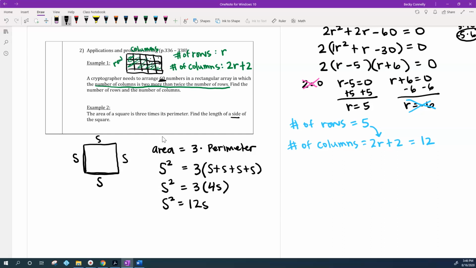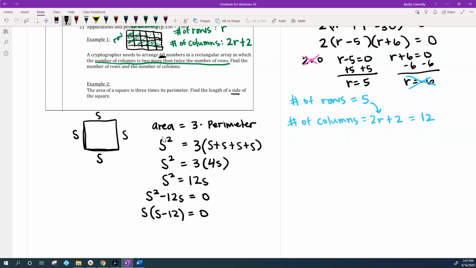All right, so again, remember, I'm trying to solve for S. What is the length of that side? I have a quadratic, so I need to move everything over to one side and put the other side equal to 0. So I'm going to subtract 12S over to the left side. So I'll have S squared minus 12S equals 0. And now let's go ahead and factor this. So S factors out as the greatest common factor, leaving S times S minus 12 equals 0. And then we need to set both parts equal to 0. So S equals 0 and S equals 12.